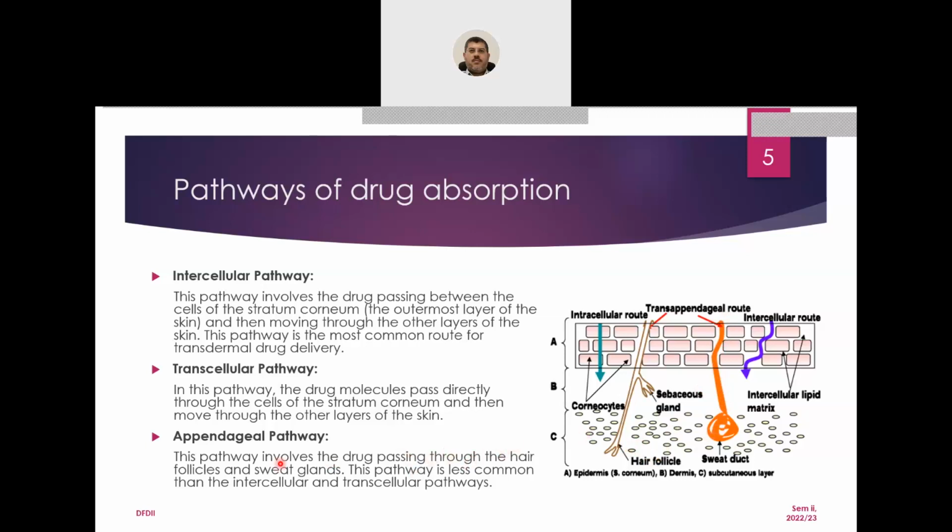The drug passing through the hair follicles and sweat glands is less common than the other routes, whether transcellular or intercellular. Most of the drug will pass by the intercellular route, some will pass by the transcellular route, and then later will pass through the appendageal pathway.